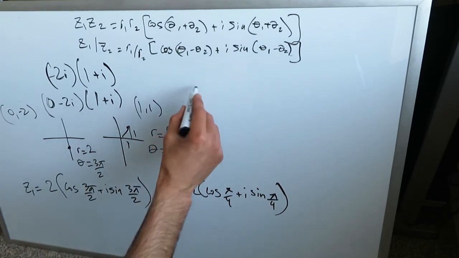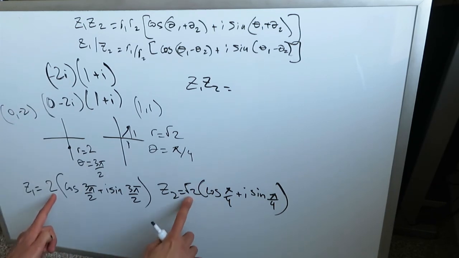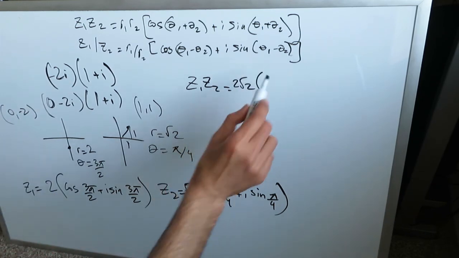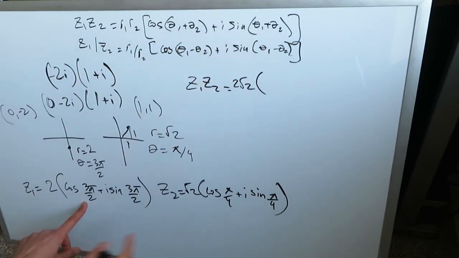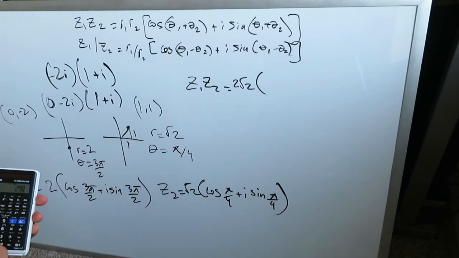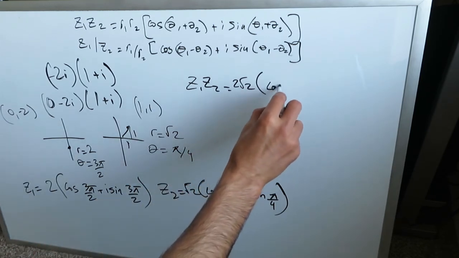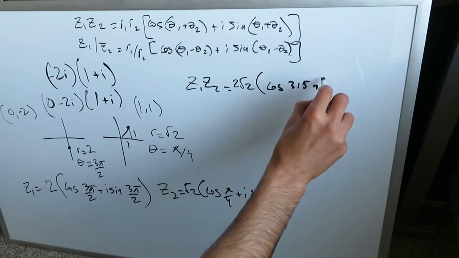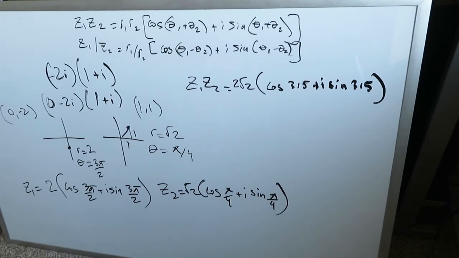Now all we have to do is determine z1 times z2 using this formula here on the top. What's r1 times r2? 2 times root 2 is 2 root 2. Then you're going to add these angles because in the product formula you have addition playing out. 3 pi over 2 plus pi over 4 is 270 plus 45, which is 315. Cosine 315 plus i sine 315. You know 315 is an easy angle because it's one of your trigonometric ratios. It's a 45 degree angle, but it just happens to be in quadrant number 4. It's not hard to determine what that is.